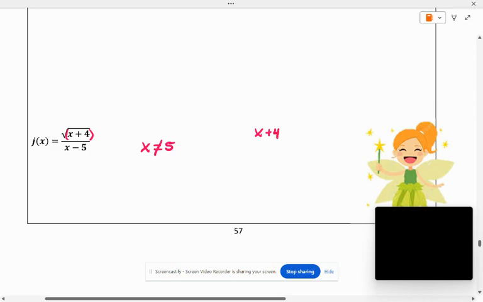I need him to be what? Not equal to 0. We want everything where he's greater than. Can he be 0? Yeah, you can. Everything is greater than or equal to -4.